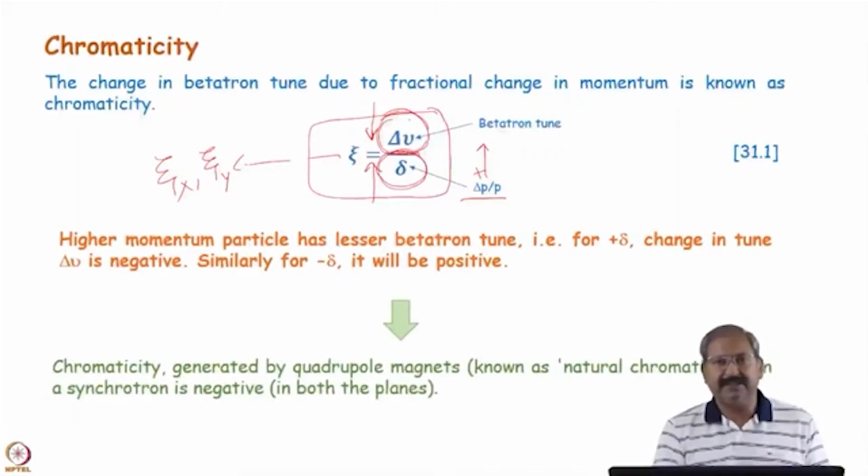This chromaticity has been generated due to quadrupole magnets. We will see in a later part of this talk that there are other magnets which also contribute to the chromaticity, and that contribution can be used for correcting the chromaticity. So the contribution of the quadrupole which generates this chromaticity is known as natural chromaticity.